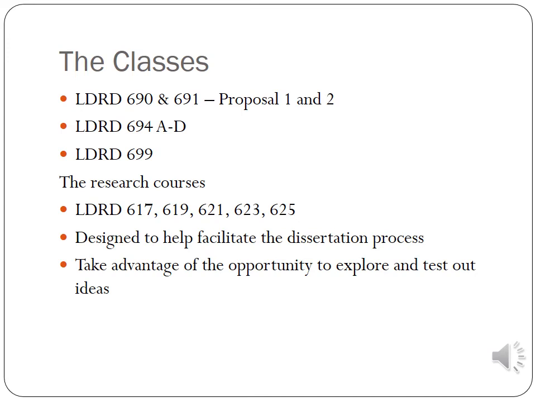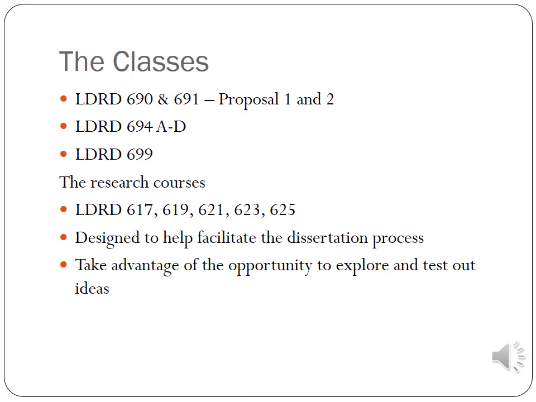The CityU EDD program has been structured in a way that integrates the 3 stages of the dissertation directly into the program. There are a number of classes that students register for to complete these stages. The first 2 are LDRD 690 and 691. These are also known as Proposal 1 and Proposal 2. It is during these 2 courses that you will complete the prospectus and the proposal.